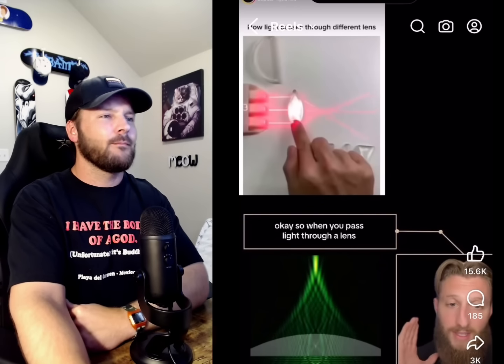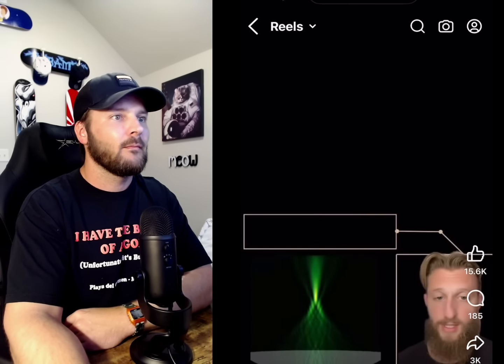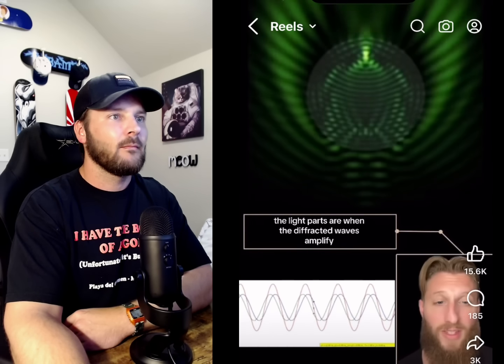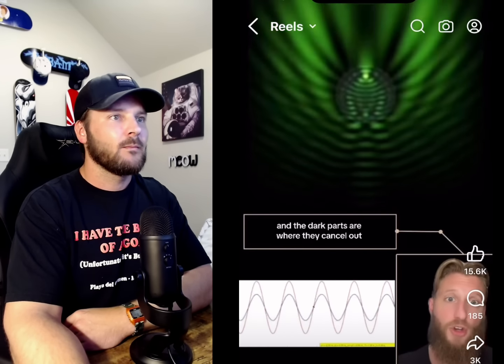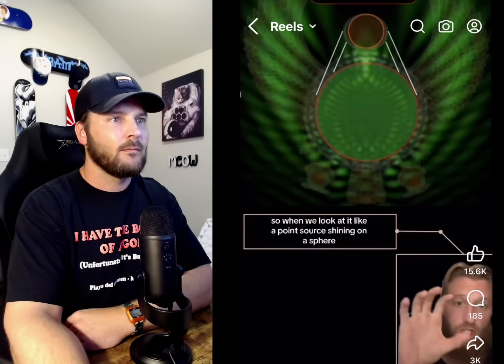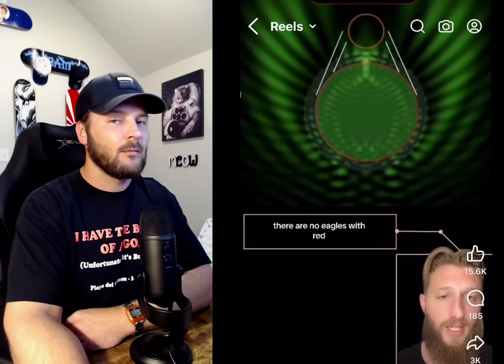Okay, so when we pass light through a lens, the shape of the lens affects how the light comes out of the lens. Easy enough. When you pass it through a sphere, though, it looks like this. The light parts are when the diffracted waves amplify, and the dark parts are where they cancel out. So when we look at it like a point source shining on a sphere, then we have the diffraction pattern. There are no eagles with red, green, and blue feathers. He's trying to send us a deep message here.